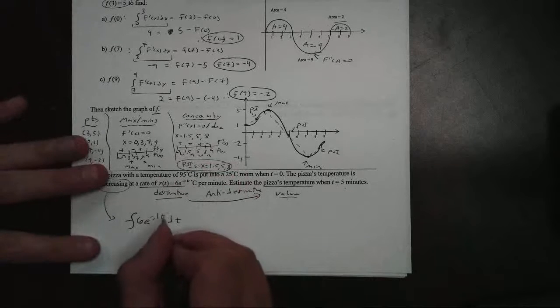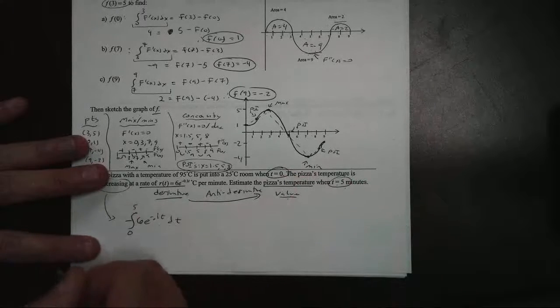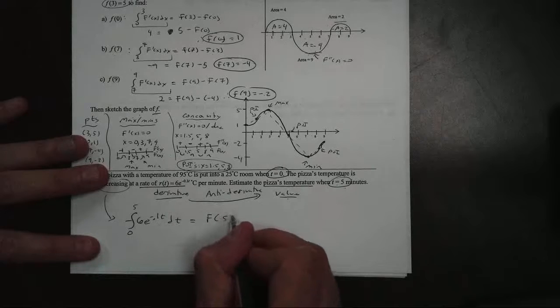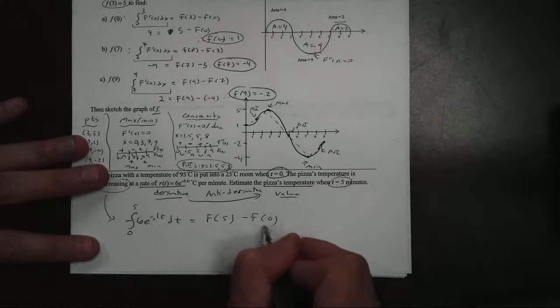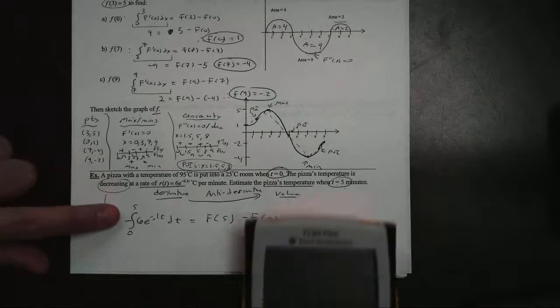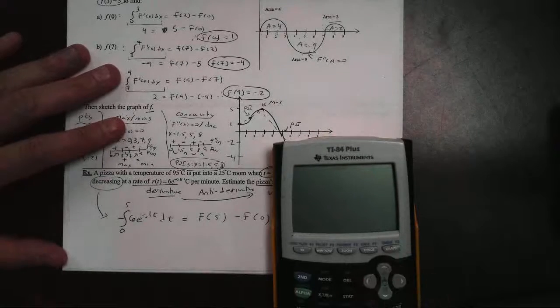Now we need a time change. Well, we're starting at t equals 0, and we go all the way to t equals 5 minutes. And I know that this is going to equal the temperature of the pizza after 5 minutes minus the temperature of the pizza at 0 minutes. So it's my FTC. This is going to give me how much the temperature of the pizza is changing. And I can do this very easily with the calculator.